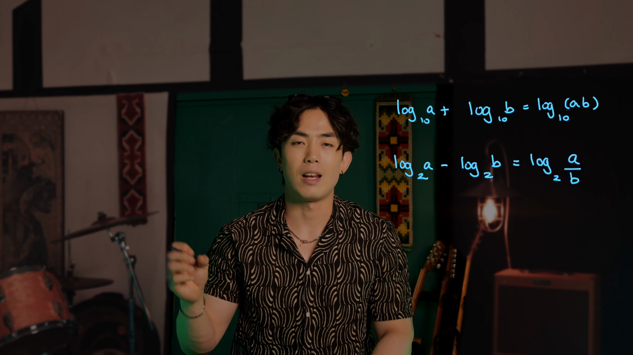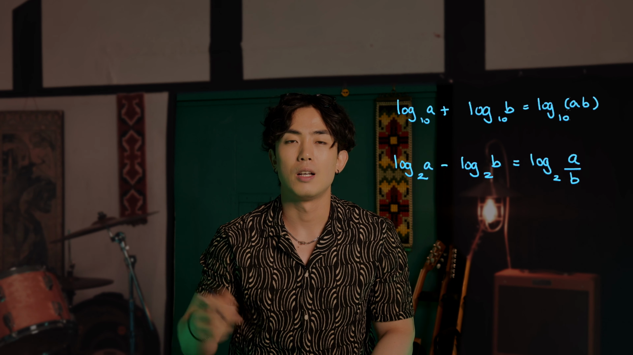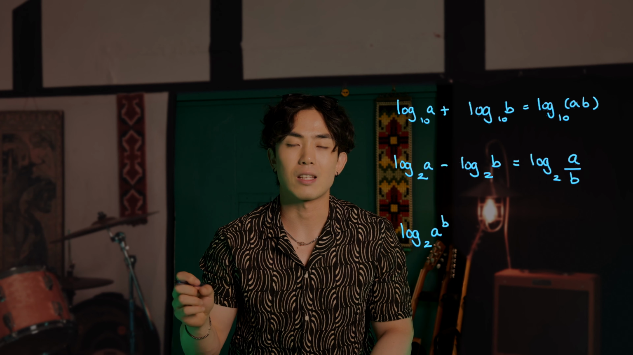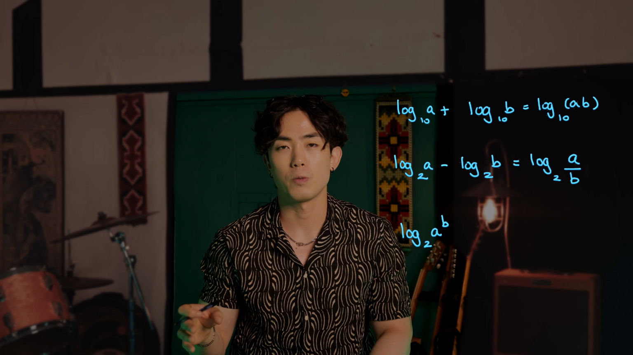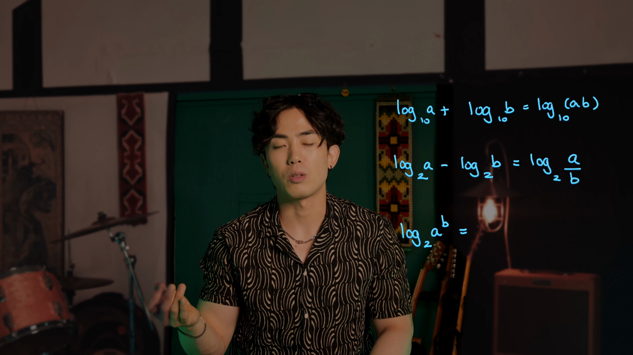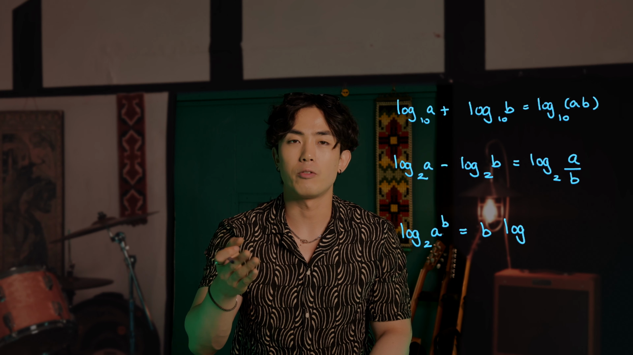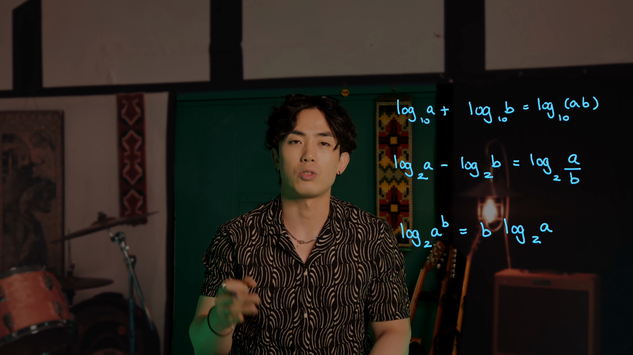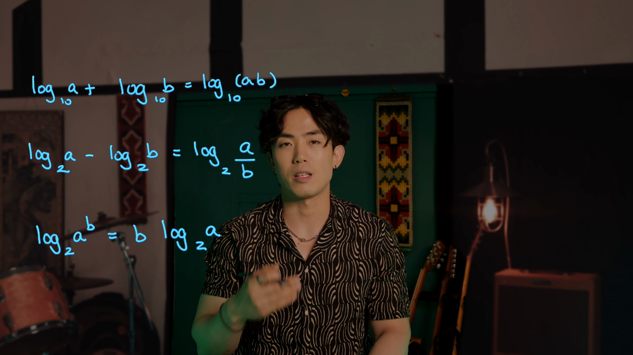And the last one is known as the power rule. And so this is when we have a log which has been raised to a certain power. So for example, log a to the power of b base 2. In this case, the base doesn't really matter because it's a log on its own. We can say that's going to be equal to the b, the power, will come down in front of the log. So that's going to be equal to b log a to the base 2.